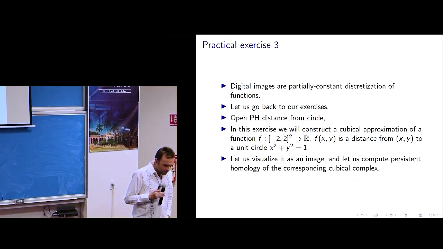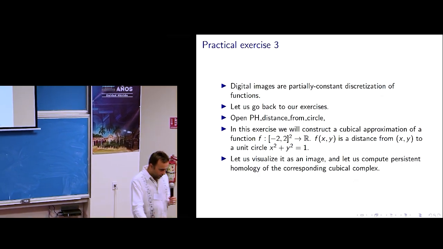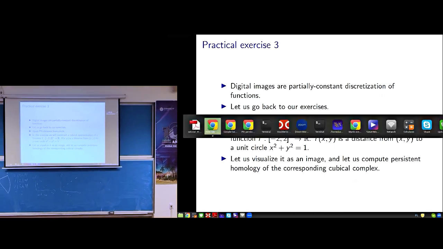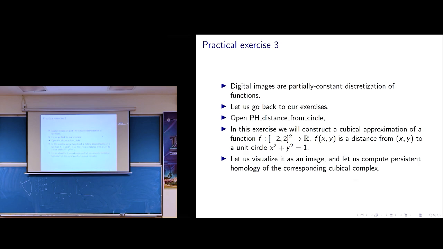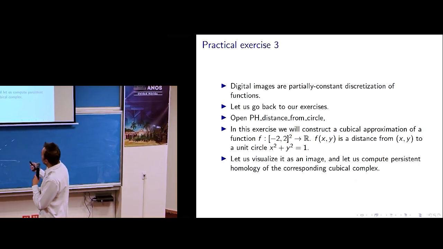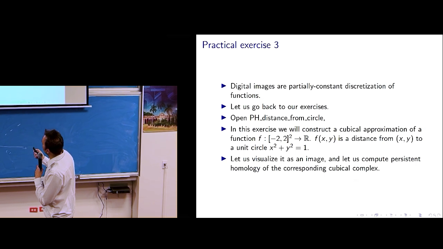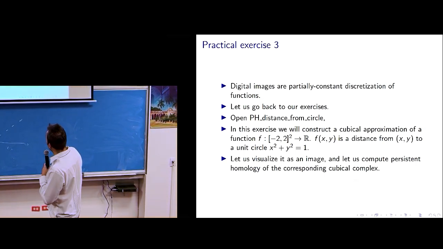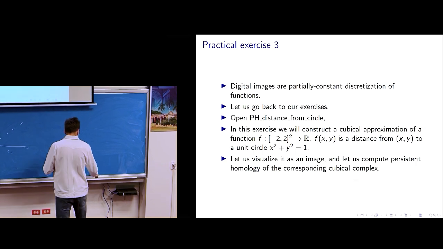Okay, so I have an example from a cubical complex. The example is kind of the distance to measure type example. So let me maybe explain to you what we are going to do. Here we have a function from a square, from -2 to 2, to the real numbers. It's defined as the distance to a unit circle.